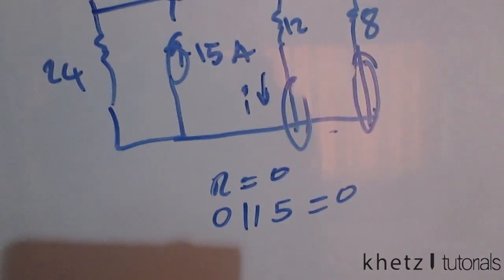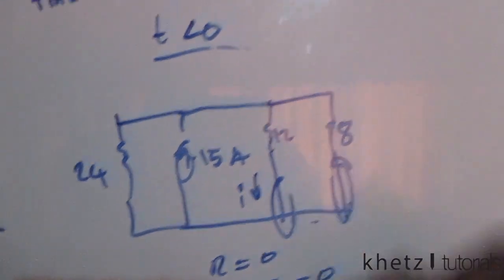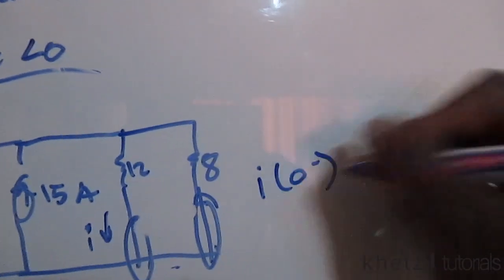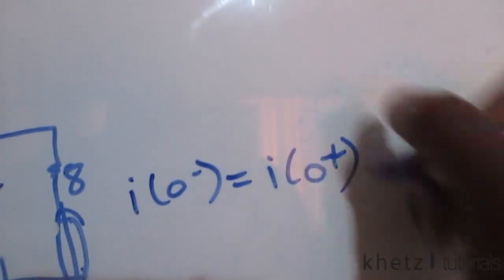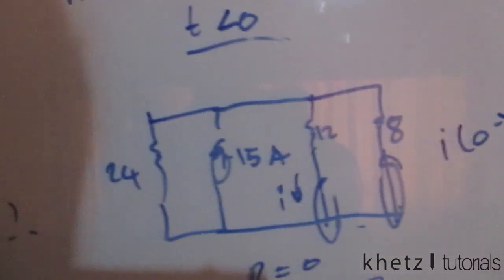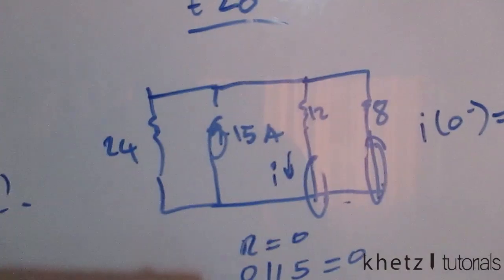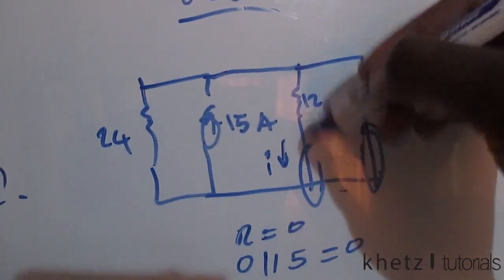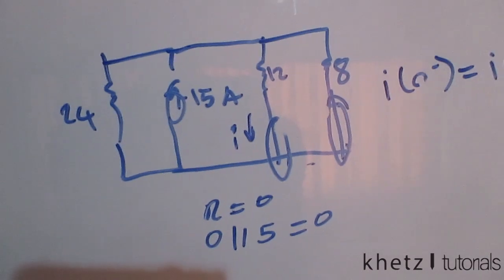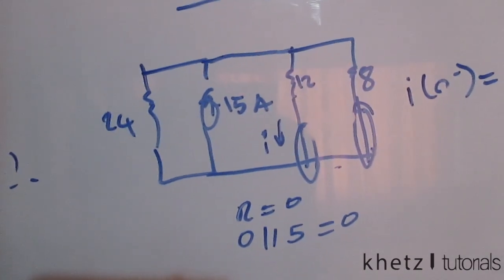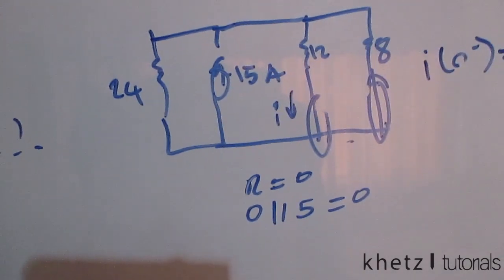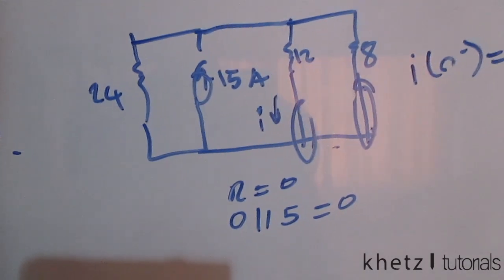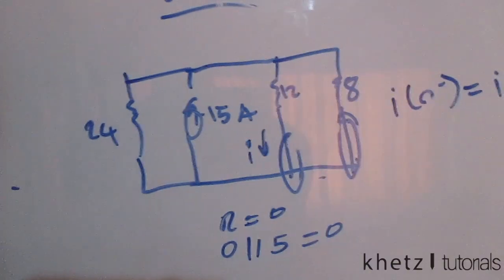The initial i cannot change, so our i just before 0 is equal to our i just after 0, which is going to be our initial condition. This circuit is for just before 0, and now we're interested in finding our i. There are quite a few ways to solve this, but the simplest would be to just do current division. So now let's do that current division.